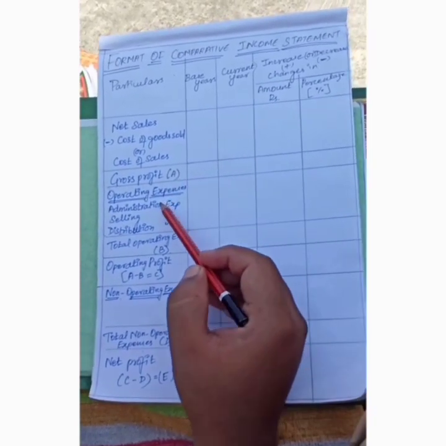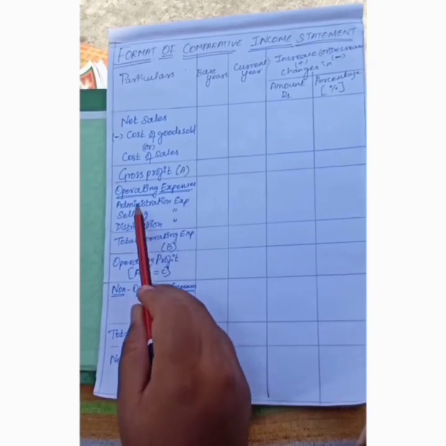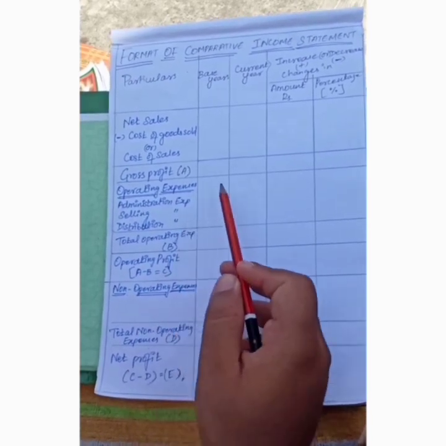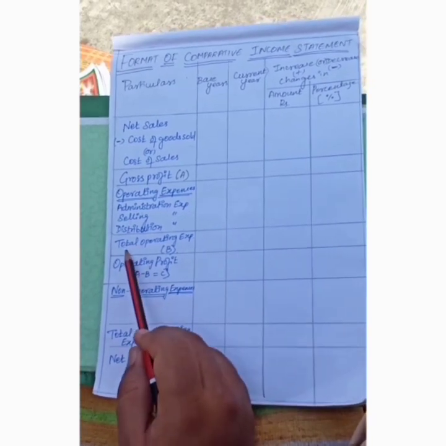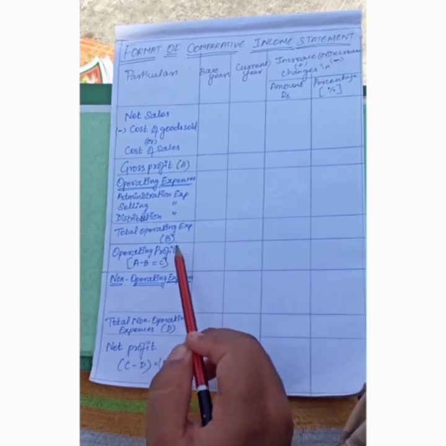Now I'm moving to operating expenses. You know very well the operating expenses are administration expenses, selling expenses and distribution expenses. These three are the operating expenses. The sum of all the items gives total operating expenses. I mention that answer as alphabet B.